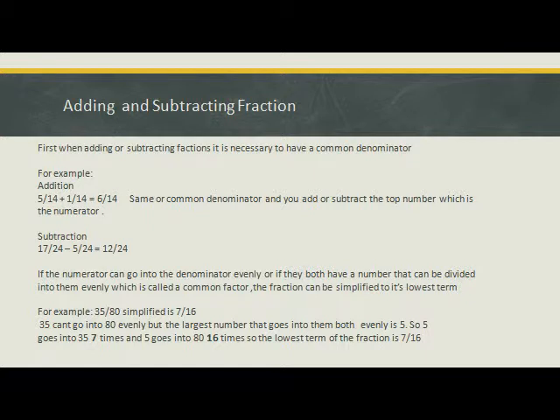If the numerator can go into the denominator evenly, or if they both have a number that can be divided into them both evenly, which is called a common factor, the fractions can be simplified to the lowest term. For example, 35 over 80 simplified to 7 over 16. 35 can't go into 80 evenly, but the largest number that goes into them both evenly is 5. So 5 goes into 35 7 times, and 5 goes into 80 16 times. So the lowest term of the fraction is 7 over 16.